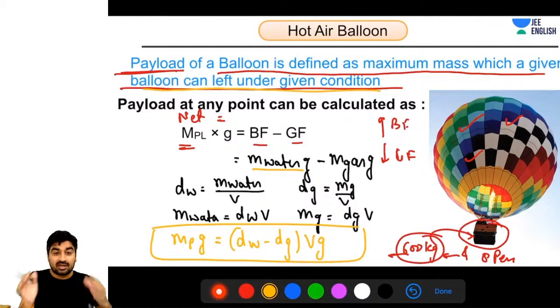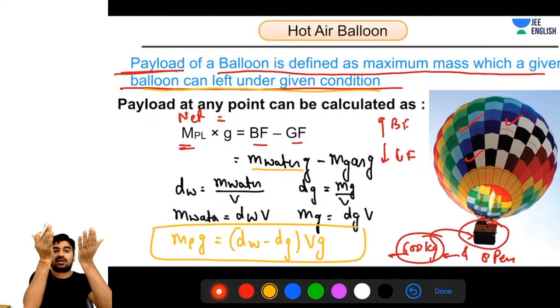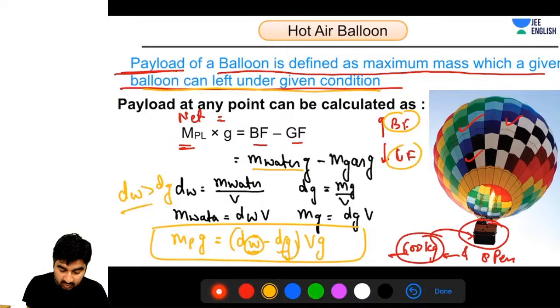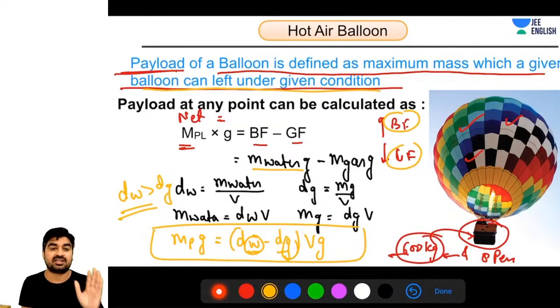So guys, if you want to fly the balloon in the upward direction, then the buoyancy force should be greater than this, and the buoyancy force would be greater only when the density of water is greater than the density of gas. So why did your stone sink? Because the density of stone was greater than the density of water, and in that case it would come out to be negative. So now you know the answer why your stone sank and your balloon did not sink, right?